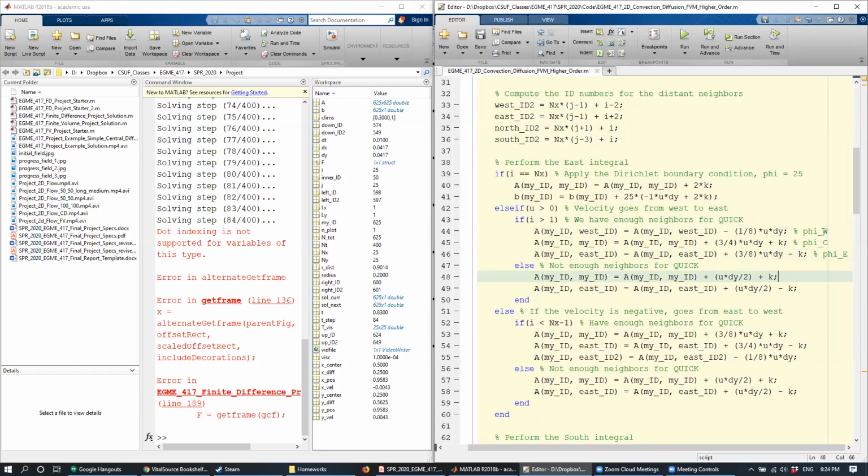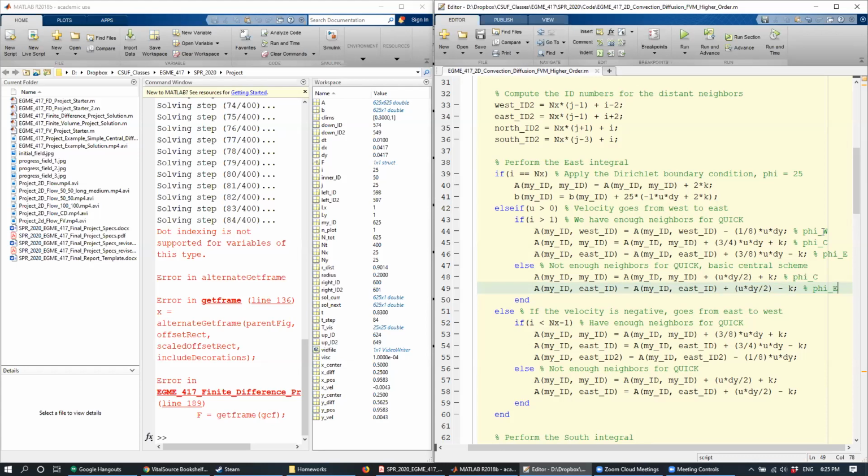But if we don't have enough neighbors, then we have to rely on a basic scheme. For the in-class example that we just did, we fell back on basic upwind, but in this case, the basic scheme that I fell back on was just the basic central scheme, where phi sub little e is just the average of phi sub C and phi sub E. So this is phi sub C, and this is phi sub E. That takes care of the cases when our velocity goes from left to right.